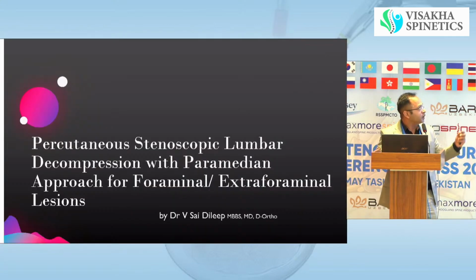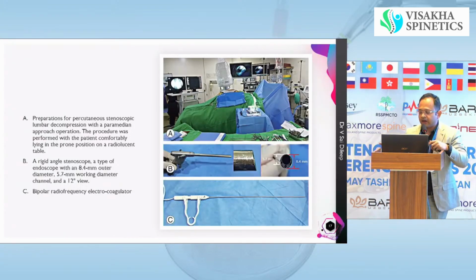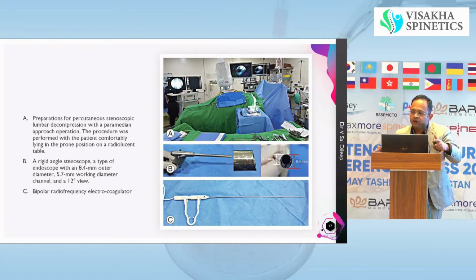So I just want to talk about percutaneous stenoscopic lumbar decompression with paramedian approach for foraminal and extraforaminal lesions. So this is a very big indication, because initially transforaminal surgery was the ideal technique, and still is the ideal technique, for doing foraminal or extraforaminal surgeries. Because foraminal lesions, if it is too far below the facet, you need to knock off the facet. If it is compressing the exiting root, it's not easy to go and decompress it. So definitely the transforaminal approach was good.